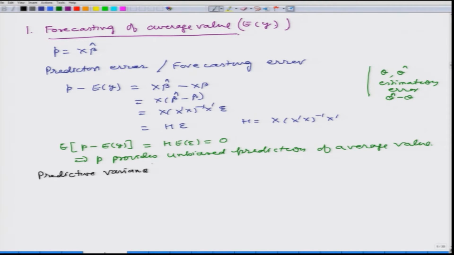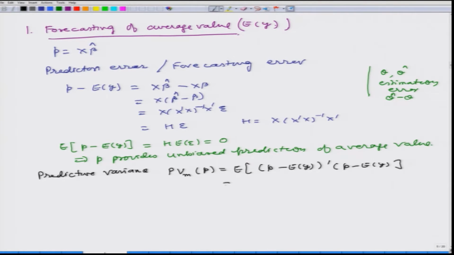And this is defined as PV, and I am writing here M, meaning mean value. So, the predictive variance for P forecasting the mean value is given by the expected value of (P minus expected value of Y) transpose (P minus expected value of Y).